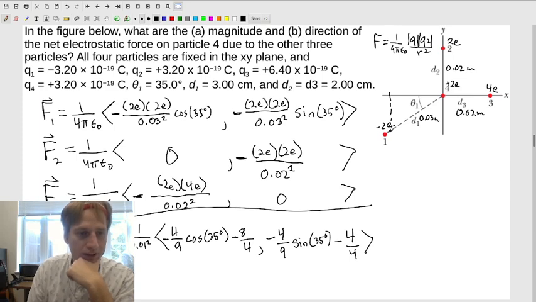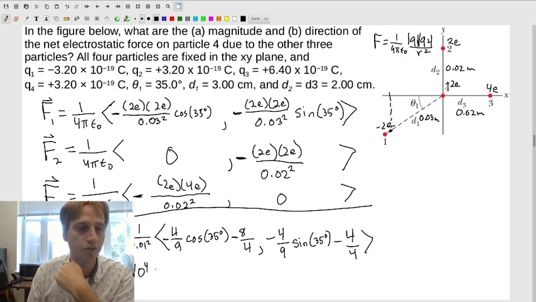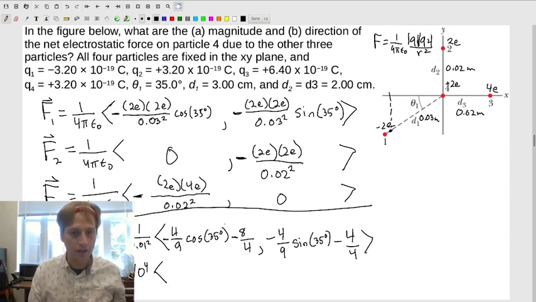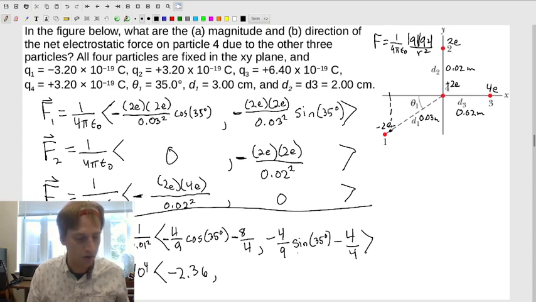Okay, so then I have F net equals e squared over 4 pi epsilon naught. This is just 10 to the minus 2 times 10 to the minus 2. So this is going to be 10 to the 4th, and that's in units of meters to the 4th, if you're keeping track of that. And then this is going to give you minus 2.36. And this is going to give you minus 1.25.